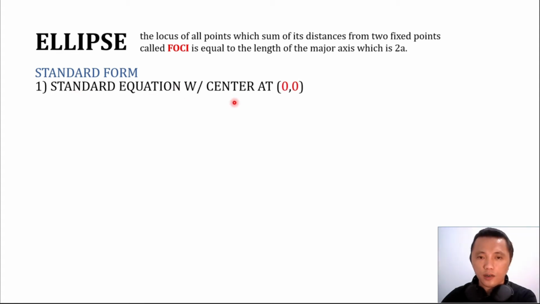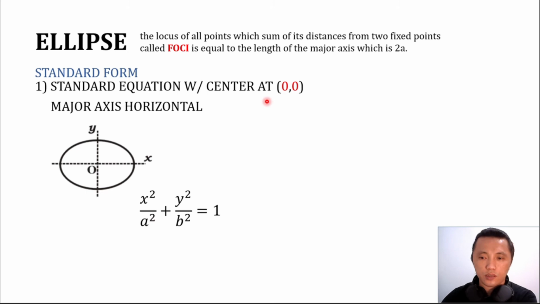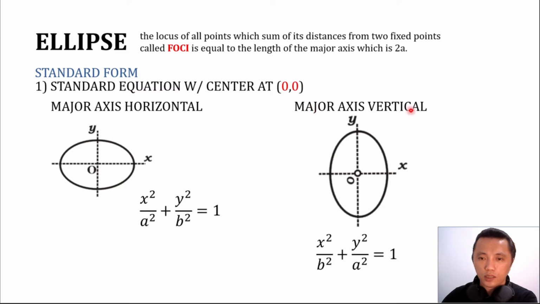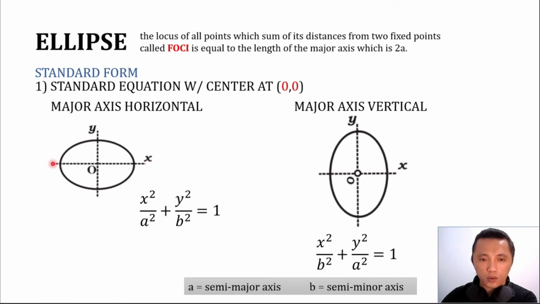Now for the standard equation, the center is at (0, 0), so just remove h and k from the previous equation. You have x squared over a squared plus y squared over b squared is equal to 1 when the major axis is horizontal. When the major axis is vertical, you have this equation. Again, remember, when the major axis is horizontal, a is under x. When the major axis is vertical, along y, a should always be under y.